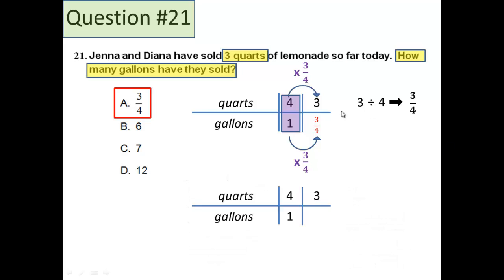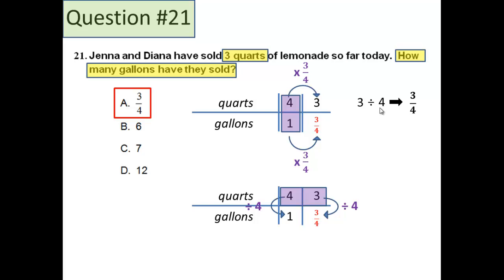Look down here. You don't always have to highlight the column that you know. You could highlight the row that you know. Okay, and then draw your arrow from the row that you know to the information in the row that you don't know. So going from 4 to 1, that's pretty simple, right? 4 to 1 is divide by 4. Whatever you do to the left, you do to the right. 3 divided by 4, take a look. 3 divided by 4 gives you 3/4 either way.